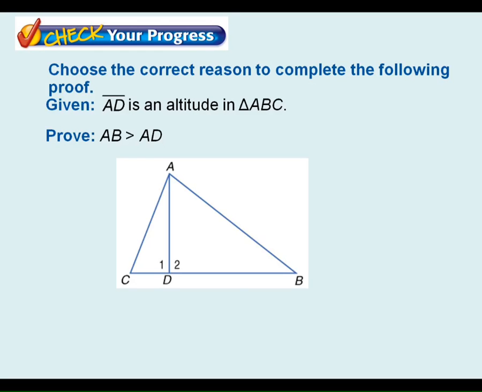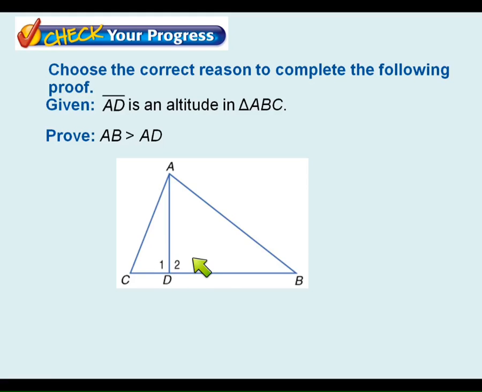Look at this proof, this inequality. I'm going to give the proof, but it says choose the correct reason for this proof. So AD is an altitude. So automatically, because this is an altitude, what are we going to know about angle 1 and 2? You have to know what an altitude is, but what's an altitude to the other side? We know these two add up to 180 because they're a linear pair, but since this is an altitude, what does it do to this side?